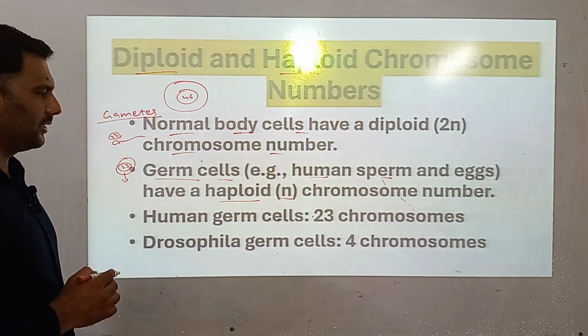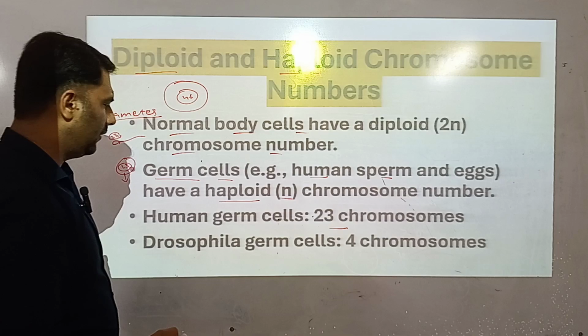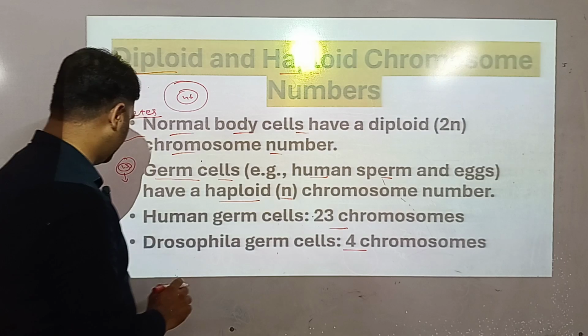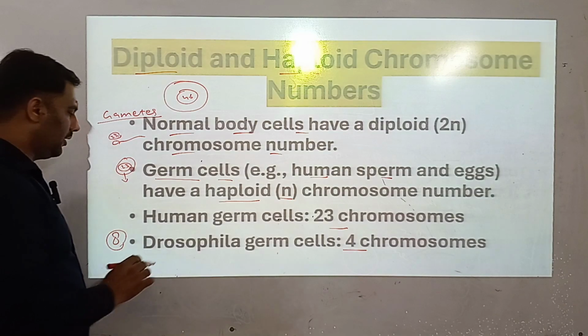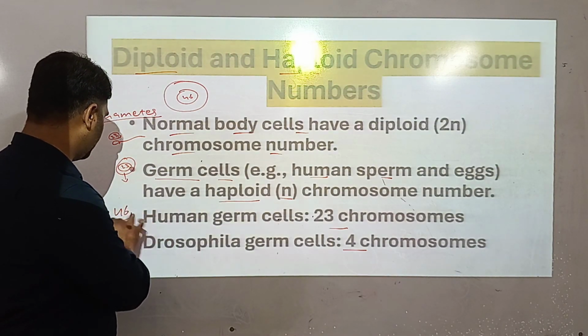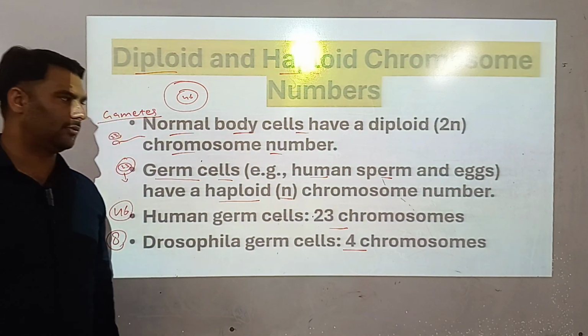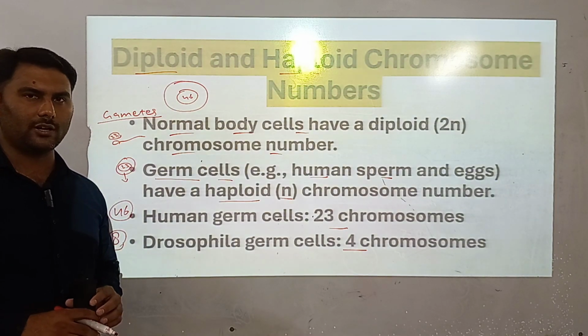Human germ cells have 23 chromosomes, and Drosophila germ cells have 4 chromosomes. As Drosophila contains 8 chromosomes, the haploid number will be 4. In case of humans, as the human contains 46 chromosomes, there will be 23 in the haploid number. So that was all about the nucleus and its structure.